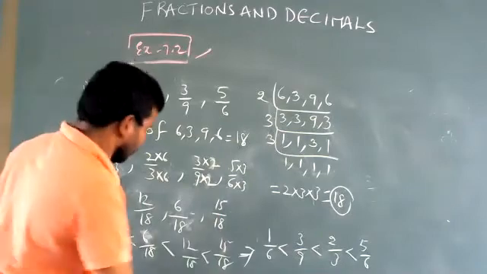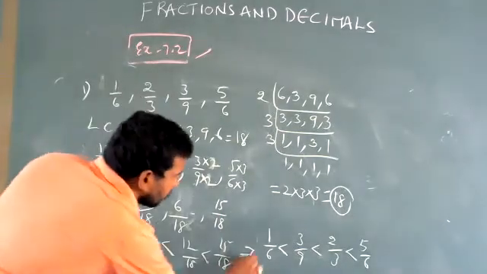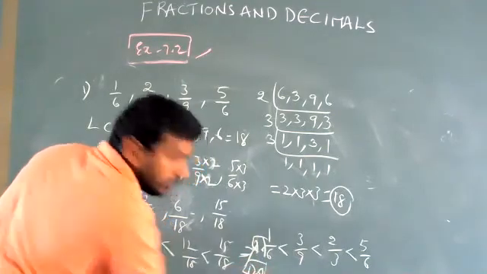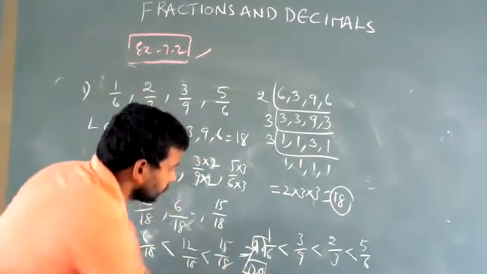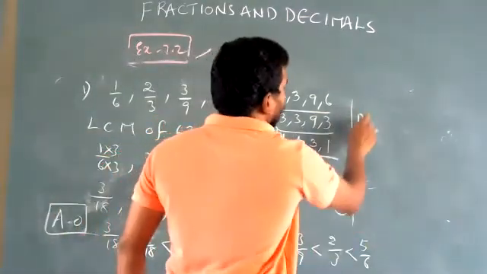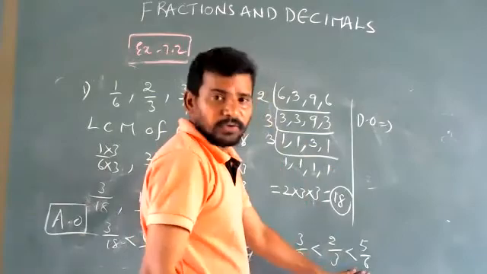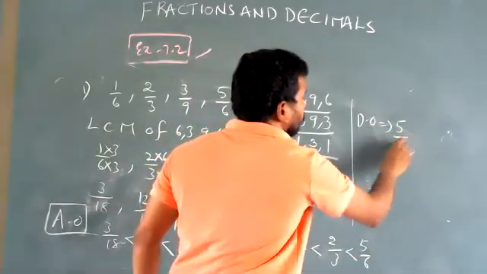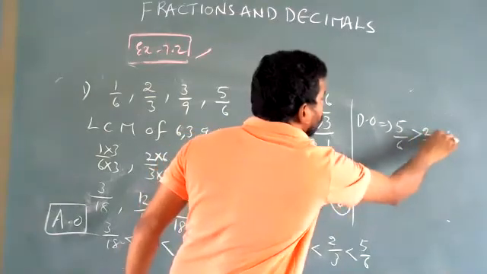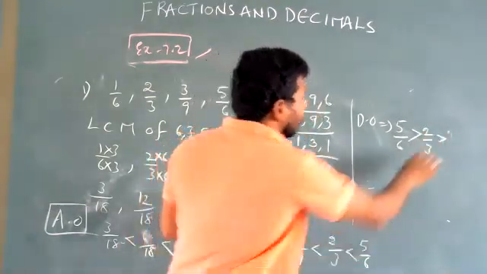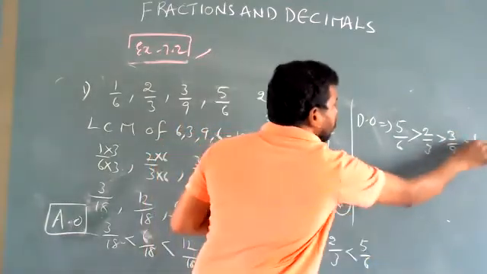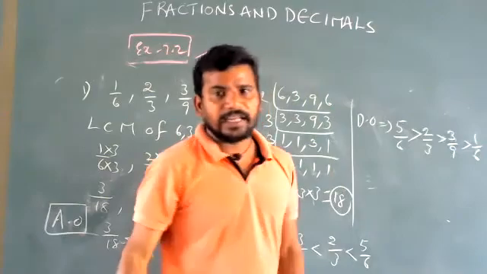Now descending order. Reverse. 5 by 6 is greater than 2 by 3, greater than 3 by 9, greater than 1 by 6. It is the descending order.